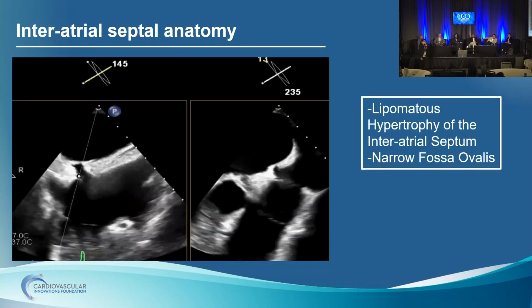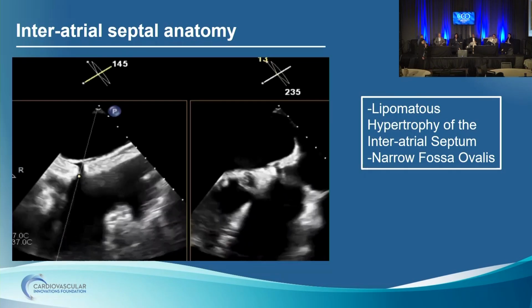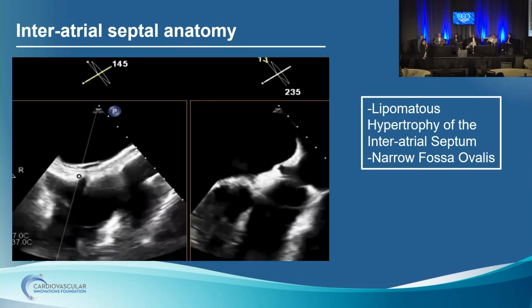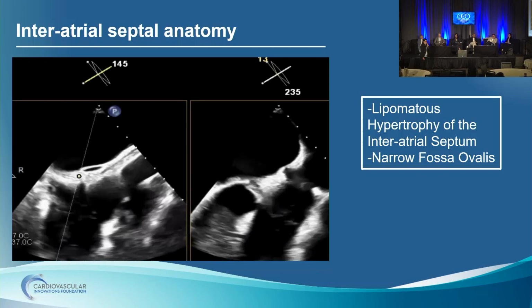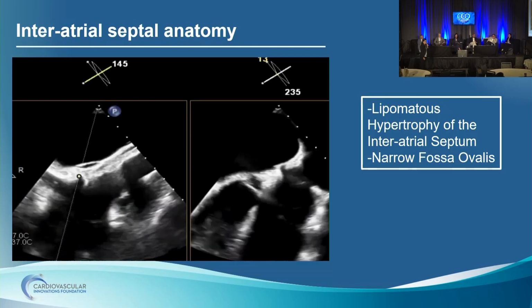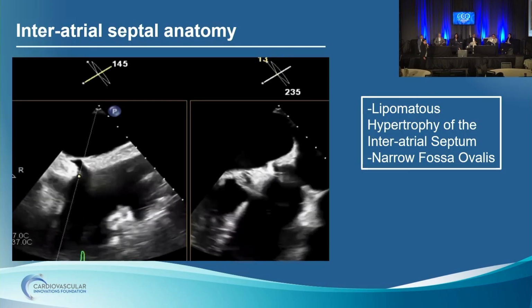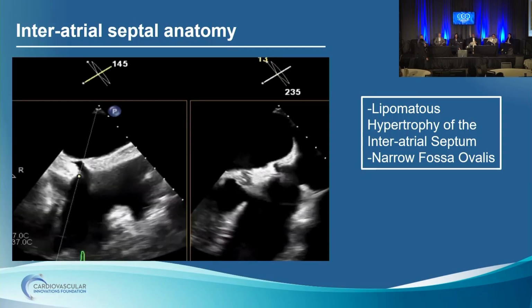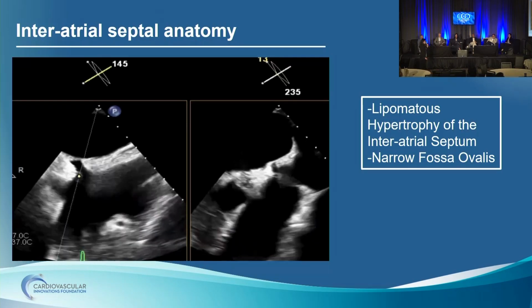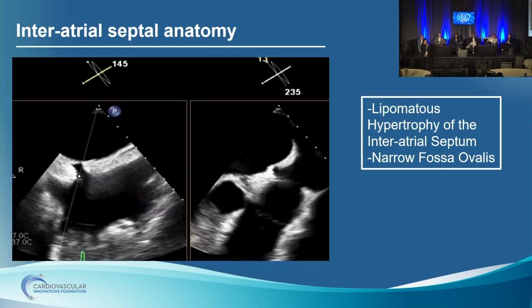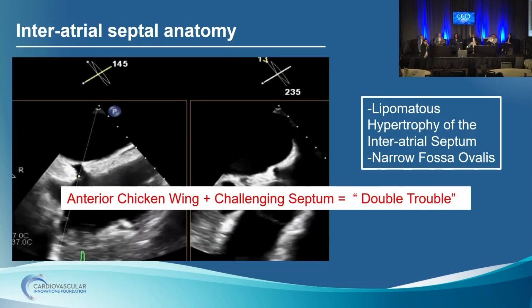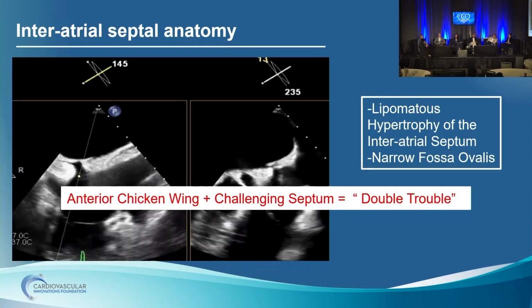The intra-atrial septal anatomy is what made this case challenging. You have lipomatous hypertrophy of the septum, with a very narrow fossa ovalis, and it's really difficult to do biplane imaging and get the image that you want on the orthogonal view. So in short, you have an anterior chicken wing with a challenging septum, double trouble.